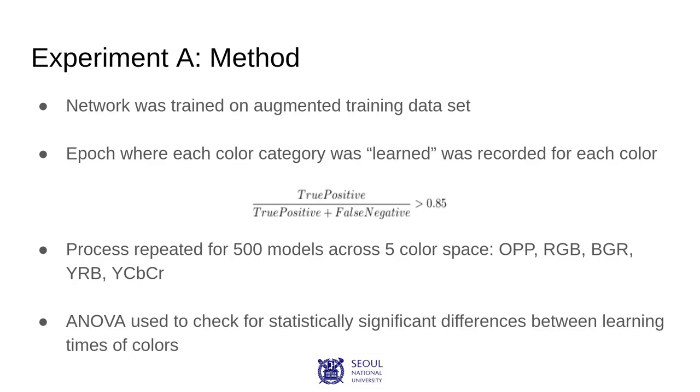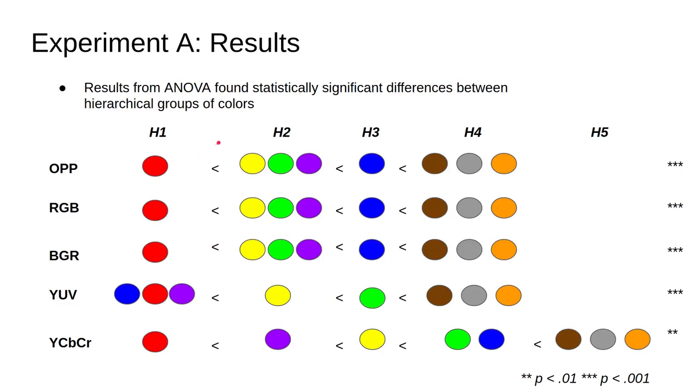For the methodology, we trained the CNN to classify colors into one of the 8 color categories that we outlined before. When recall for a color category was greater than 0.85, we would record the epoch at which this was achieved and maintained, and we would say that the CNN successfully learned this color. This was repeated 500 times for 5 different color spaces, some of which are the standard input color spaces like RGB, BGR, and then other ones like opponent spaces or luminance color spaces, which are more biologically inspired. And then we use ANOVA to check for statistically significant differences between the learning epoch for the different color categories. This figure here summarizes the results of the experiment as determined by ANOVA.